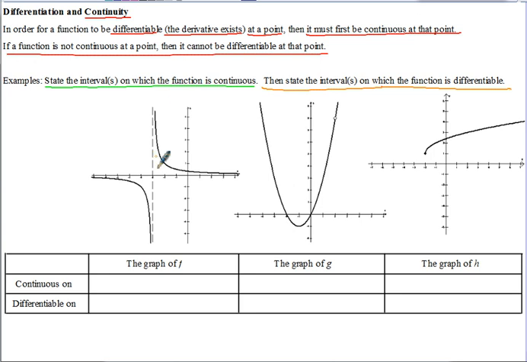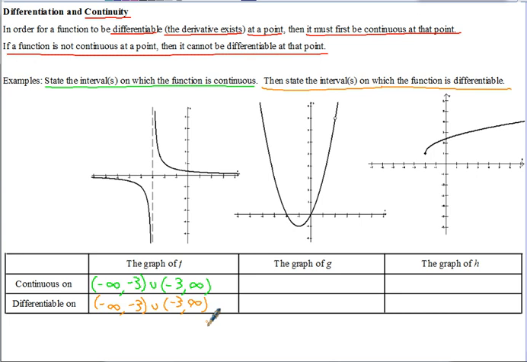So on this first one, we can see I have a vertical asymptote at -3, so it's not continuous at -3. So it'd be continuous on the interval from -infinity to -3 with the parentheses, and then union, or U with, from -3 all the way to infinity. And in this case, it's not differentiable at -3 either, because you can't draw a tangent line if it's not continuous there. You can't get the slope when there's no point of tangency. So it would be differentiable on the same intervals, from -infinity to -3, and from -3 to infinity.